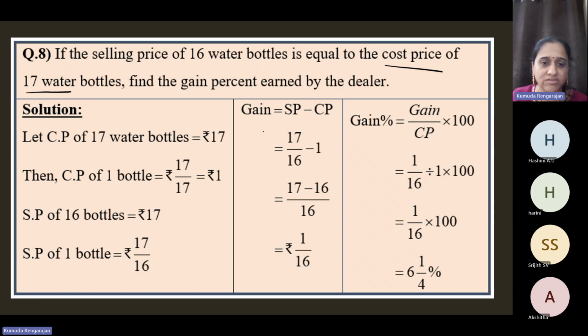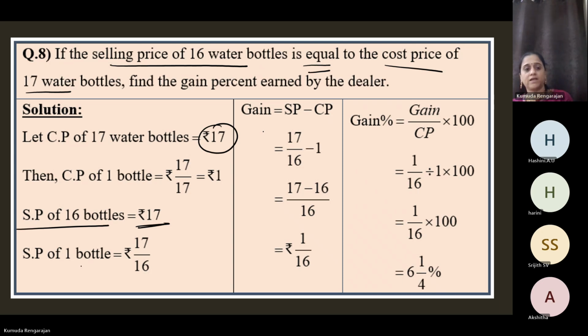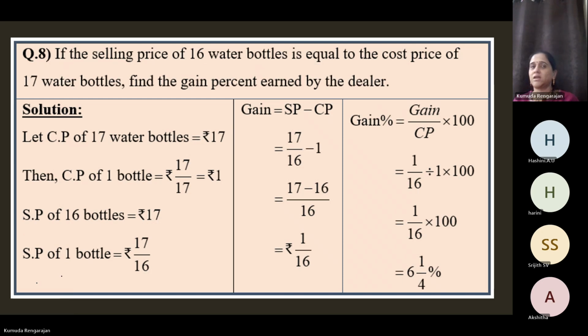CP of 17 bottles is 17. What is that equal to? It is equal to the SP of 16. So what is SP of 16 bottles? 17 rupees. Now what's the SP of one bottle? 17 by 16. Now to find the gain percent, you need CP and SP. So we have found the CP of one bottle and SP of one bottle. Now how do you find the gain? SP minus CP. SP of one bottle minus CP of one bottle will give you the gain, and gain percent is gain by CP into 100.